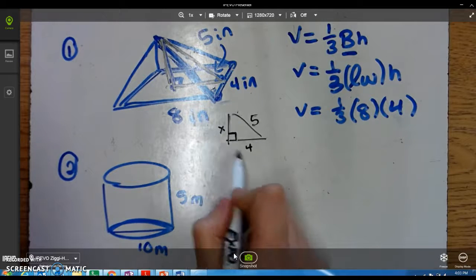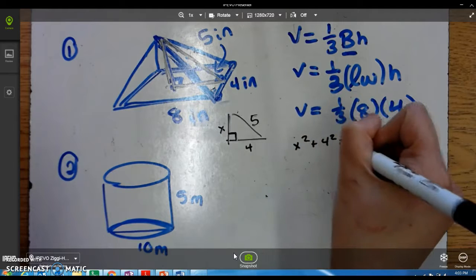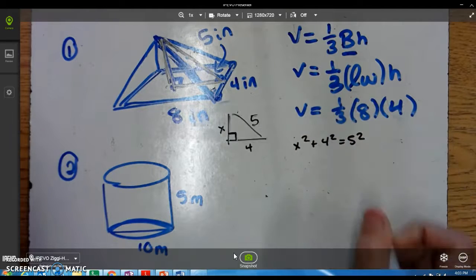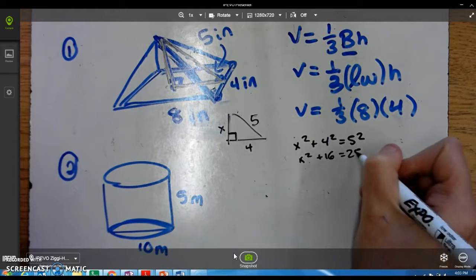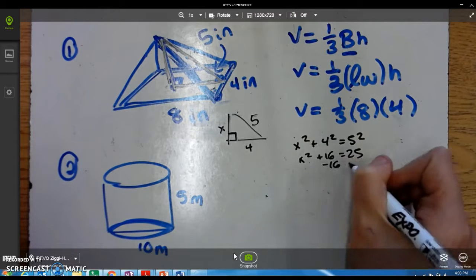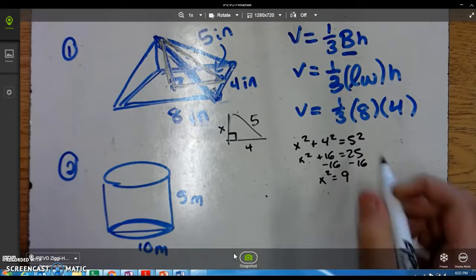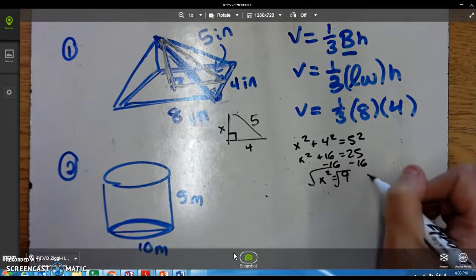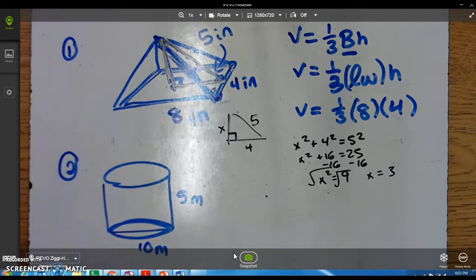The two that touch the right angle go together. X squared stays the same. 16 equals 25. Subtract. X squared is equal to 9. Remember, this is one of your Pythagorean triples, so you didn't have to do that if you already knew that 3, 4, 5 was a triple.